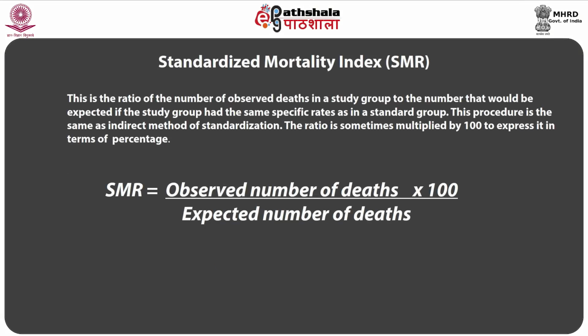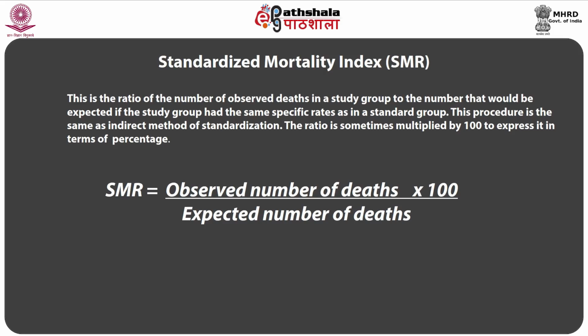Standardized Mortality Index SMR. This is the ratio of the number of observed deaths in a study group to the number that would be expected if the study group had the same specified rate as in a standard group. This procedure is the same as indirect method of standardization. The ratio is sometimes multiplied by 100 to express it in terms of percentages.